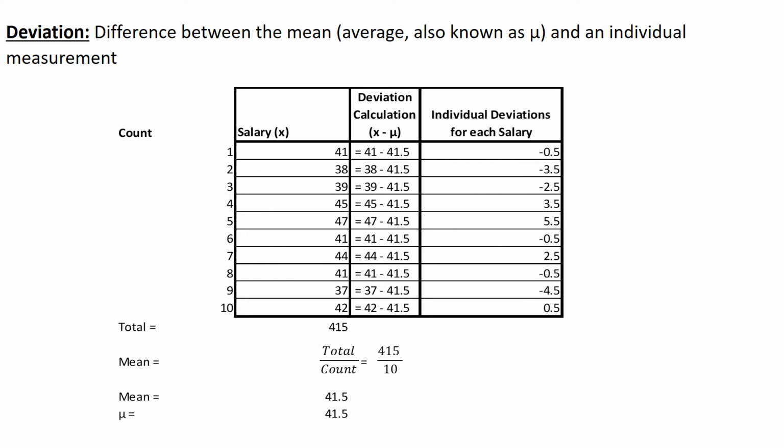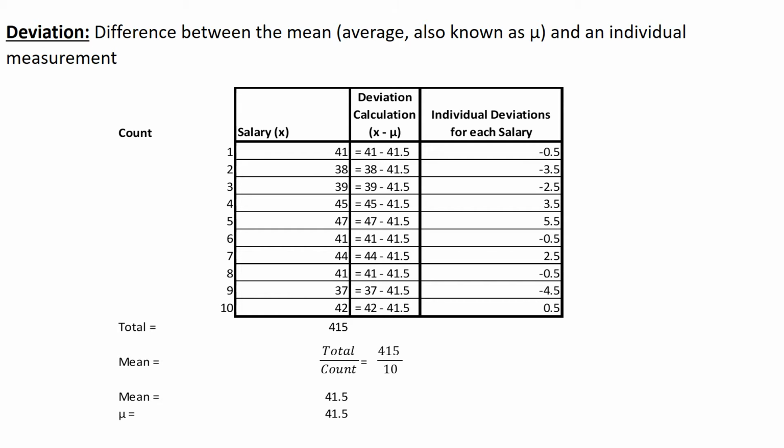Now the deviation, we're going to talk a lot about this and use this as a central component for statistics, is the difference between each individual measurement and our mean. For example, I have 10 sets of data here, and this could be salaries of 10 people in thousands. So the first one's 41,000, second one's 28,000. When I add all these up, these 10 individual salaries, I get 415,000. The mean, 415 divided by 10, is 41.5.